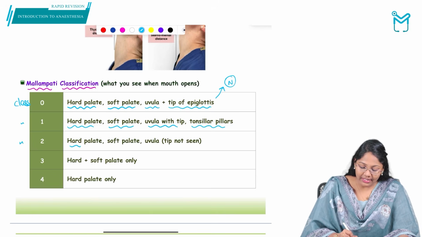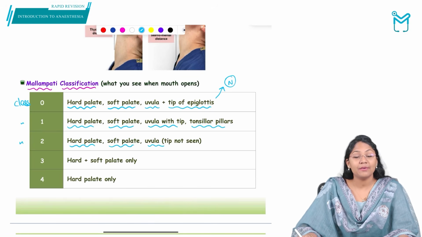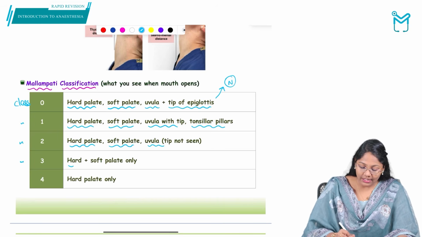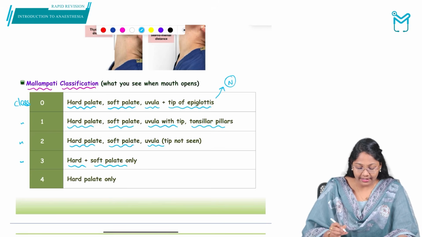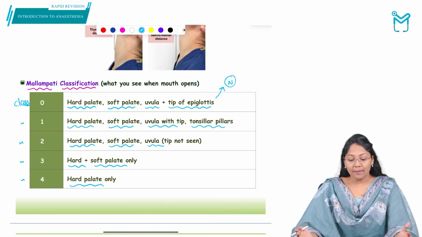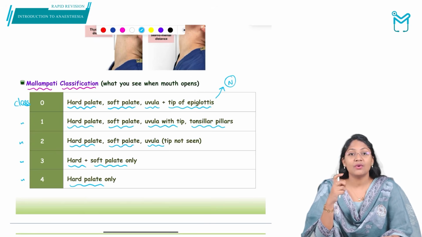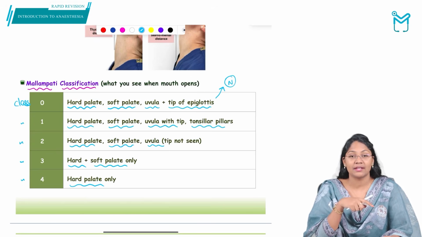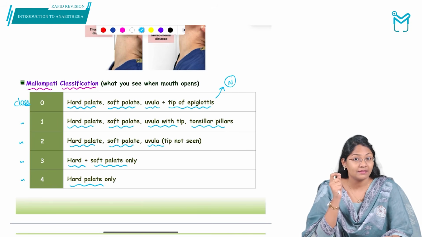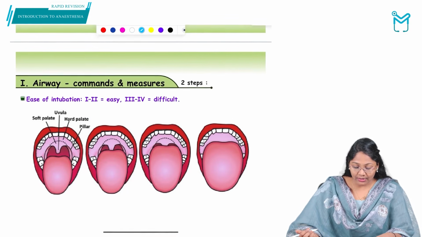In class 2, what you can see is hard palate, soft palate. You cannot appreciate the tip of the uvula, but you can see the base of the uvula. In class 3, you can see the hard and soft palate only. In class 4, you can only see the hard palate. So by itself, we can say clearly, the more parts you see, the more space you have, so it is very easy for intubation. But when you see fewer parts, it means there is less space when he opens his mouth, so the intubation process is very difficult. I will show you the image.